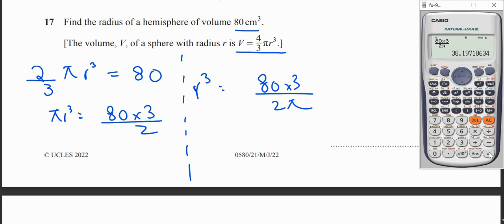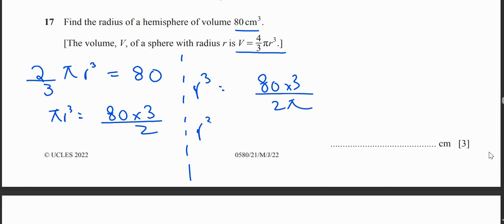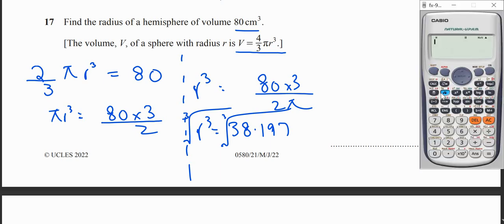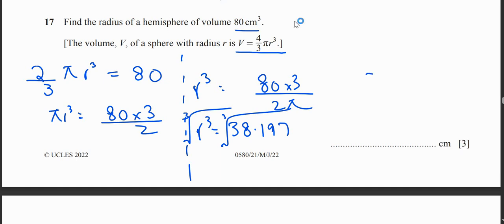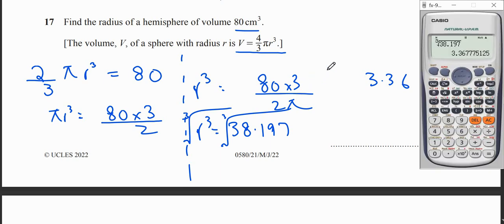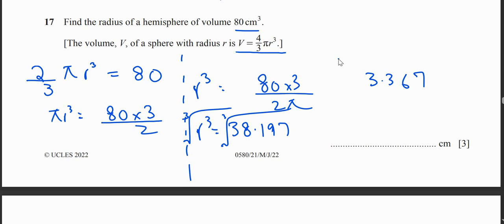You get 38.197. R cube is equal to 38.197. Cube root both the sides now. Once we cube root it, we get 3.36. What was the answer? 3.367. So you can round it off to 3.37 as your answer.